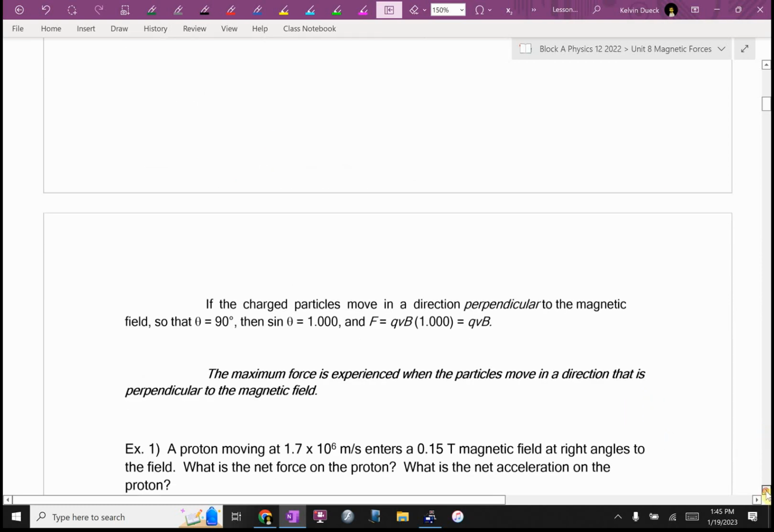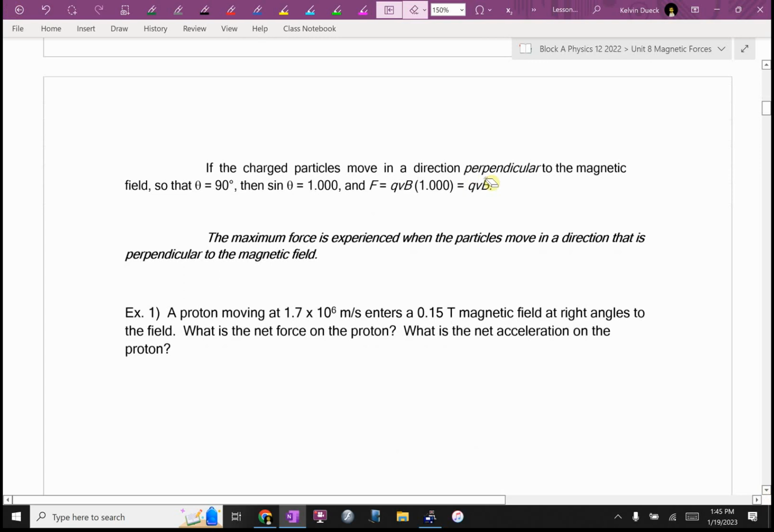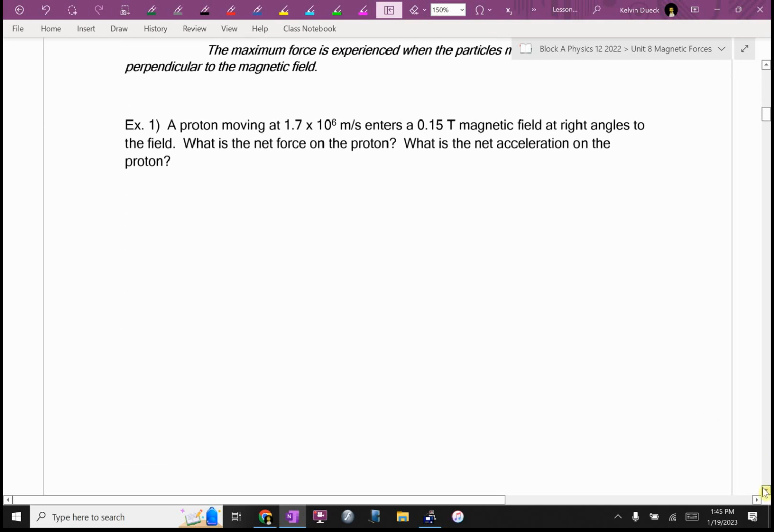So I wrote on the next page, charged particles that move in a direction perpendicular. Well, since sine of 90 is 1, you get qvB. So the maximum force is experienced when the particles move in a direction that is at right angles or perpendicular to the magnetic field, and that's what we're going to look at. So example 1, a proton moving at 1.7 times 10 to the 6 meters per second enters a 0.15 Tesla magnetic field at right angles, so we are at 90 degrees. What's the net force on the proton?